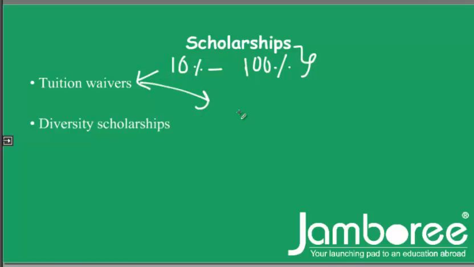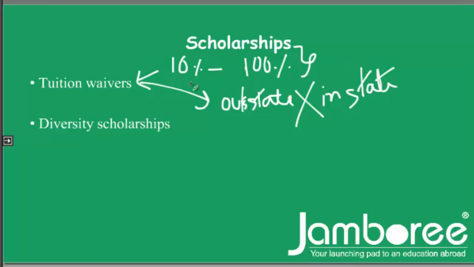Next, this happens mostly in public universities. If you are an international student, the tuition fee that you usually have to pay is called the out-of-state fee. But one form of tuition waiver is that the university might tell you that you don't have to pay the out-of-state fee, you pay the in-state fee. In-state fee is also called the resident fee. That is what the domestic students have to pay. So this is another form of giving you a tuition waiver.